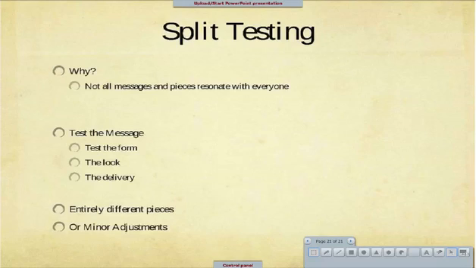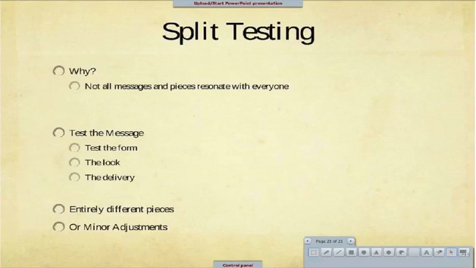And sometimes it can be as simple as changing out, and maybe you're going after suburban housewives in a particular area, and maybe you're going to use the exact same message, so you're testing the message, but you might want to change up the form, the look, or the delivery. And maybe it's something as simple as changing the mom pictured in your mail piece from being a brunette to being a blonde or being a redhead, and seeing which one you get a better hit on. So that's really split testing in its most basic form.